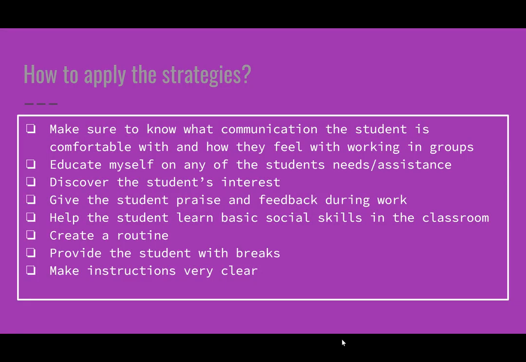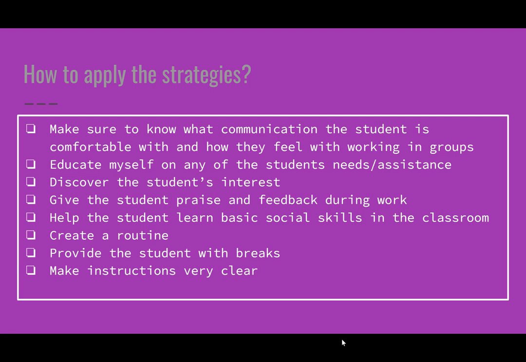How I would apply these strategies in my classroom would be to make sure I know what communication the student is comfortable with and how they feel with working in groups. I would never want to put a student with autism in a group that they felt uncomfortable with or using a type of communication that they didn't like to use in a classroom. So I would make sure that I knew and communicate that with the student, and I would also communicate with the student's parents to make sure that I'm doing everything I can. And this goes with the next step.